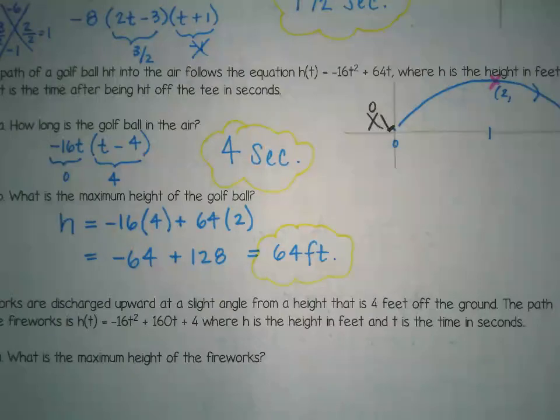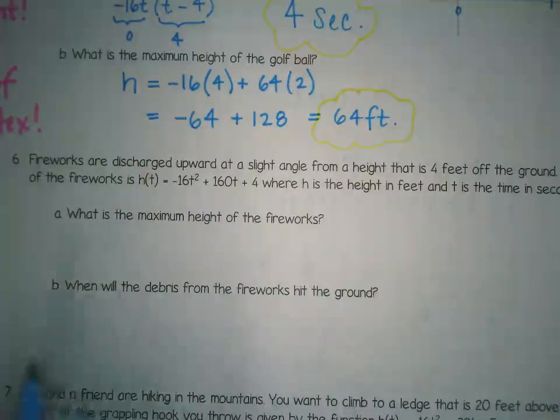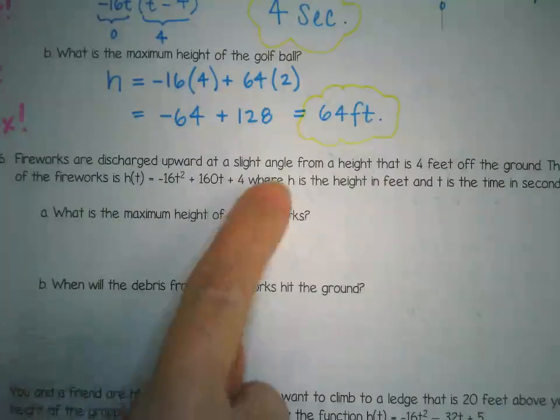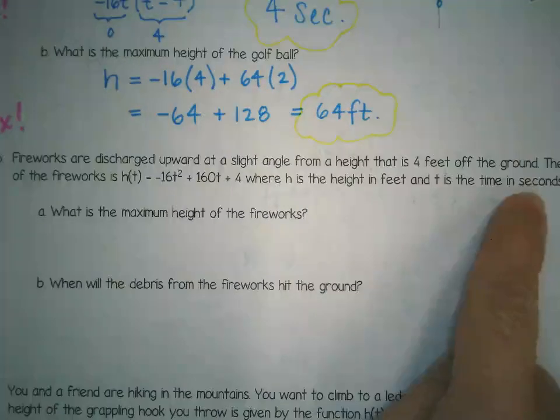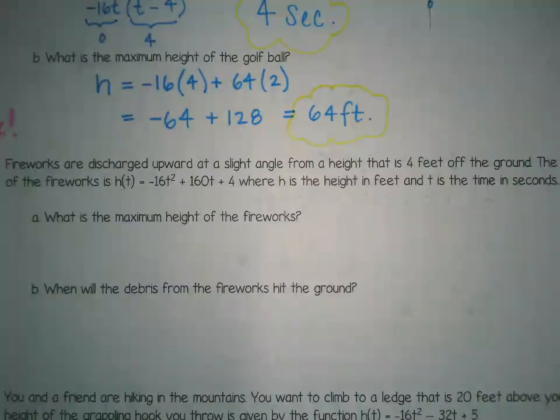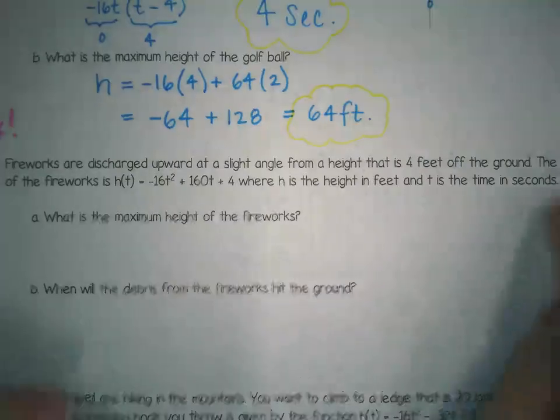All right, here we go, next step. We're getting there. All right, fireworks. So we're shooting fireworks off at a slight angle from a height that's 4 feet off the ground. So we're not shooting them from the ground. Maybe they're sitting on a table, 4 feet off the ground.